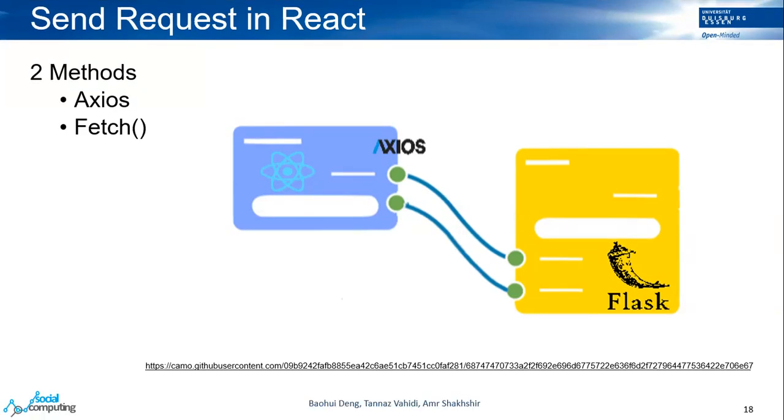Now there is a question. How should Flask and React communicate with each other? As you can see here, React would send a request with data to Flask, and Flask would process the request and then send a response back to React. There are two methods for sending requests from React, Axios and Fetch, and each of them has some advantages.